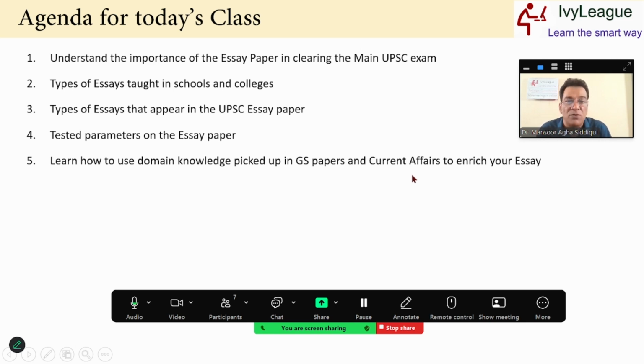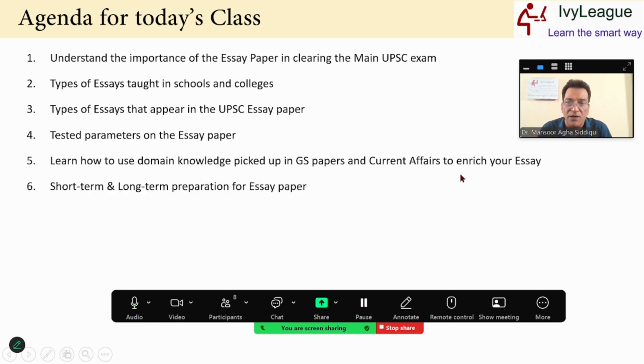The essay paper is not about knowledge, but it is about how you present yourself, and it reflects your personality to a great extent. Yes, personality testing happens at the interview stage, but a greater amount of testing of your attitude, your perception, how you think, what your viewpoint is about your own country, and how you want to handle things, all of that gets reflected better in the essay paper. But in order to show all of that, you definitely require a lot of domain knowledge, a lot of subject knowledge of GS papers and current affairs in order to enrich your essays.